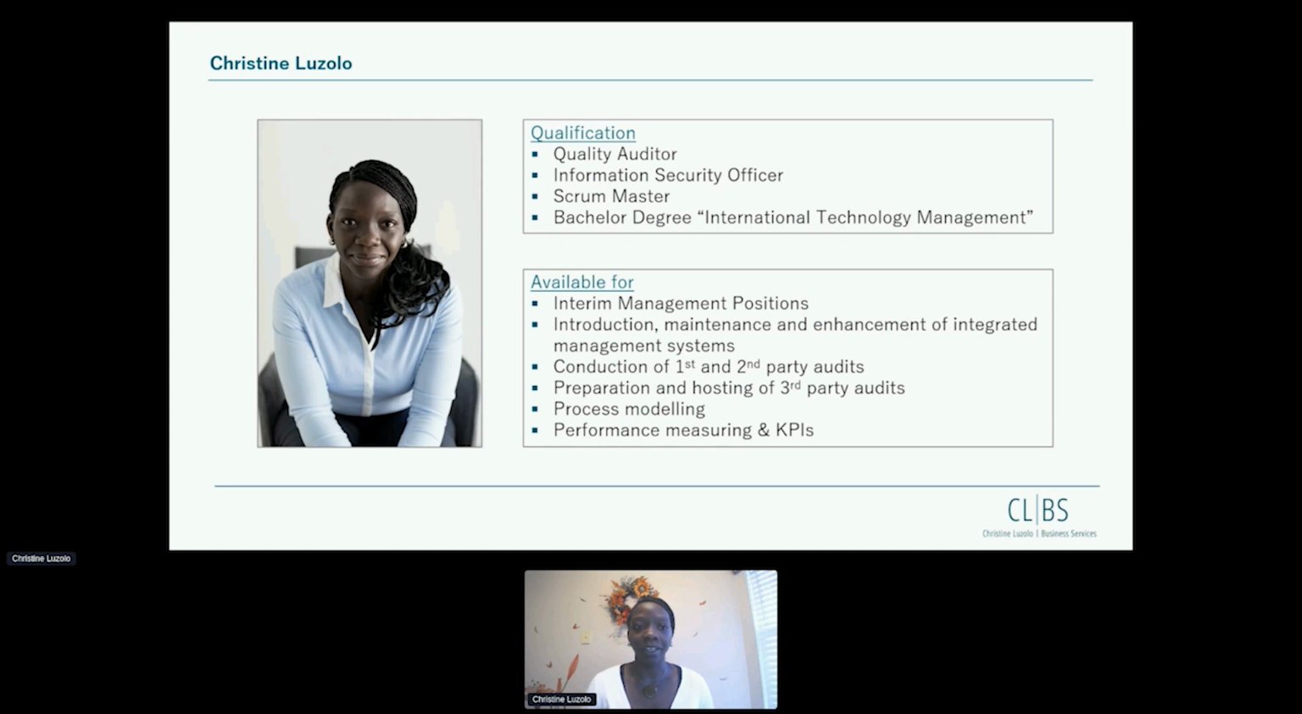And now as CLBS Projektbüro, I do pretty much everything around integrated management systems, meaning if companies don't have their own quality officer or need support when it comes to their management systems, I do the introduction, the maintenance, and the enhancements of the integrated management systems. I conduct first and second party audits. I host and prepare third party audits. Of course, I also do the process modeling and performance measuring, and I try to draw concepts for KPI measuring so that companies can keep track of their management system. And I'm also available for interim management positions.